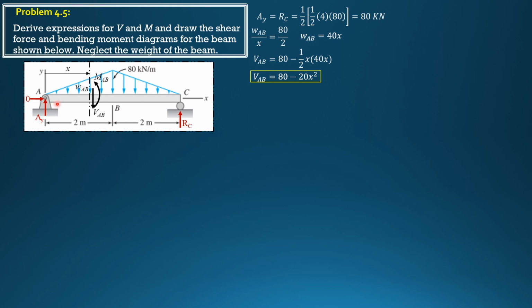For moment, it is clockwise minus counterclockwise. So moment AB is AY 80 times X minus the moment of this line load diagram, which is 1/2 of X times 40X times moment arm X over 3. So moment AB is 80 times X minus 1/2 of X times 40X times X over 3, or the moment arm or distance of the centroid from this section here. Simplifying, moment AB is 80X minus 20X cubed over 3.